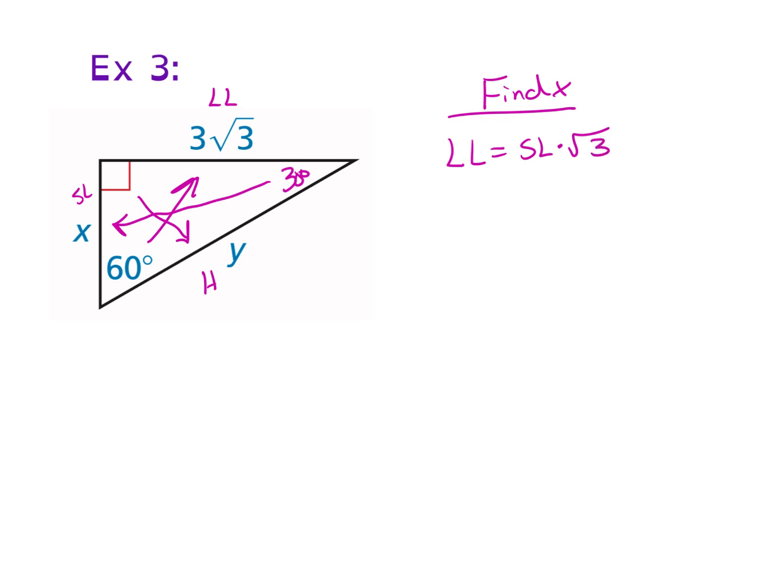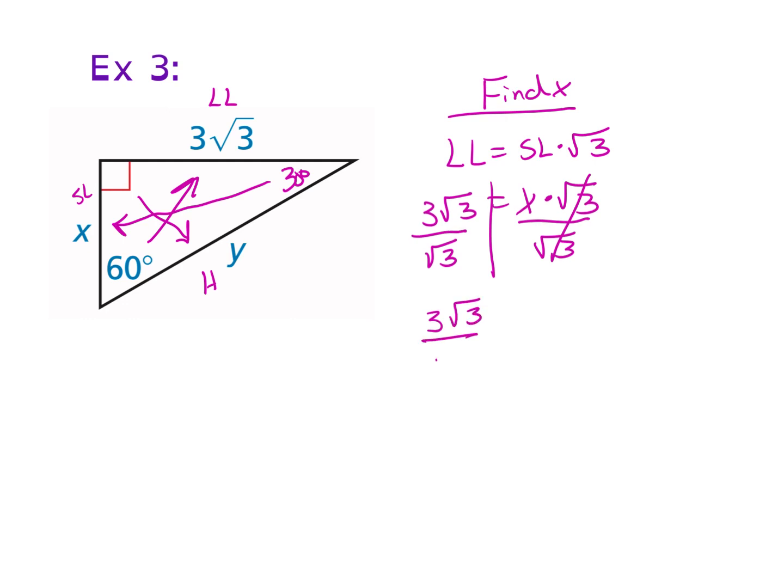And then what I need to do is plug in. So my long leg is 3 square root 3. My short leg is x, and then it's times square root 3. Now I need to solve for x. So that's x times square root 3. The opposite of multiplication is division, so I'm going to divide by square root 3, that way those cancel, and divide these square root 3's. Okay. So you have 3 square root 3 over square root 3 is equal to x.